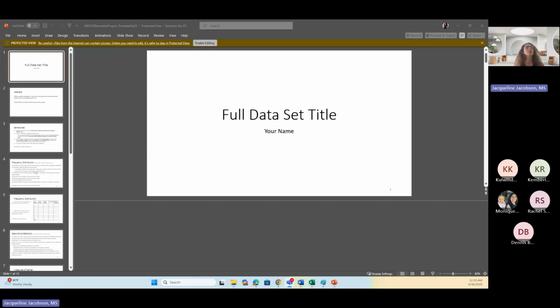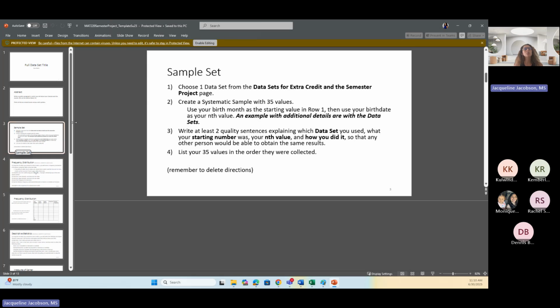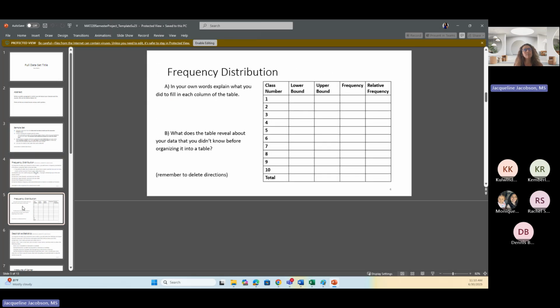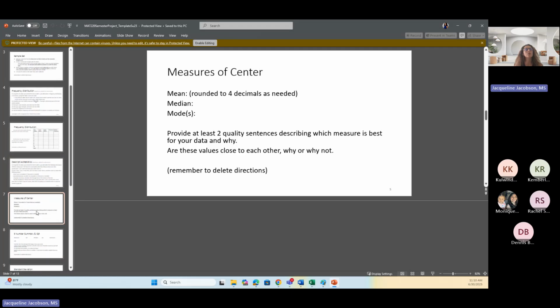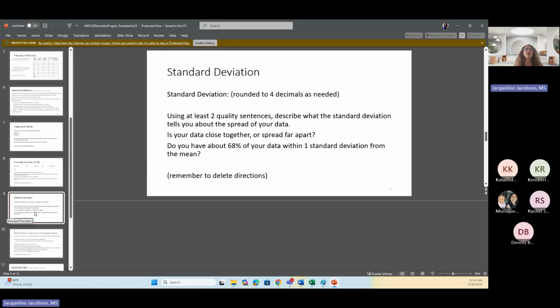Download it. It's a PowerPoint. You should download it to your computer, and as you do each project part, you should put it on here. So project part 1 was the sampling. Project part 2 was the frequency distribution. Project part 3, measure of center, 5-number summary, standard deviation slides.